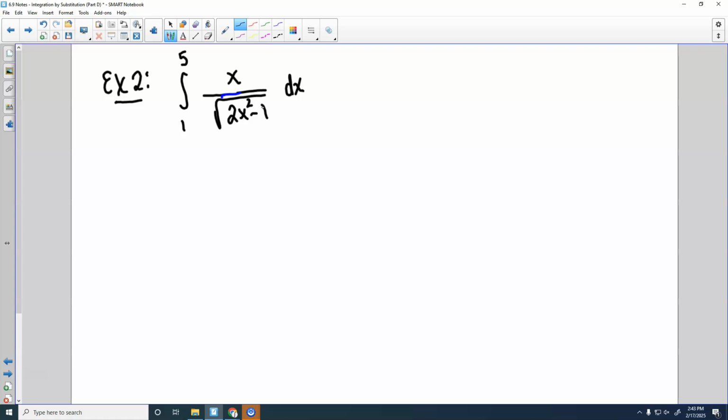Okay, so for this problem, what do we need to use for our u? The whole denominator, just the stuff on the inside of the square root, because it's going to complicate things if you have the square root there. So you're going to have u equals 2x squared minus 1.